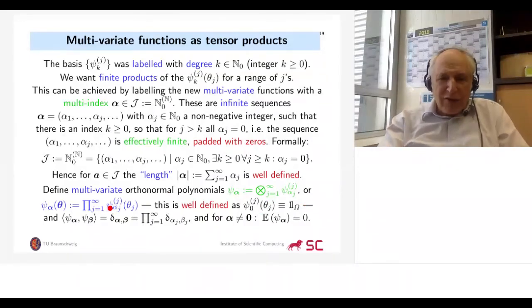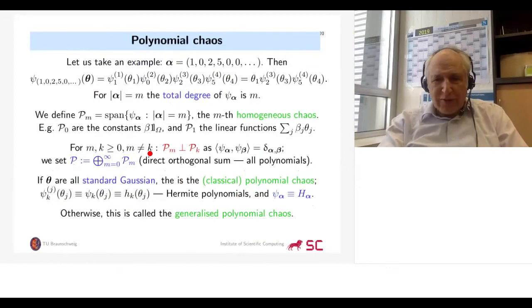So it's well defined. It's easy to see that the inner product, that means the correlation between these two, is just the product of these Kronecker deltas. So they are orthonormal. And it's also easy to see that if alpha is not equal to 0, the expected value of this is 0. Now we've constructed an orthonormal basis in our space of random variables, as polynomials, orthonormal polynomials in these basis random variables. And that's what's called polynomial chaos.